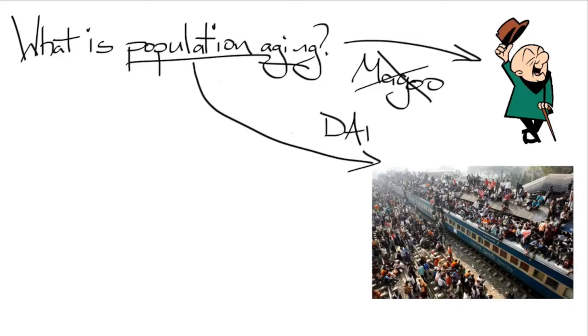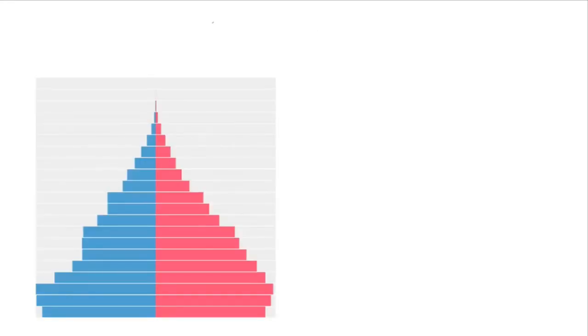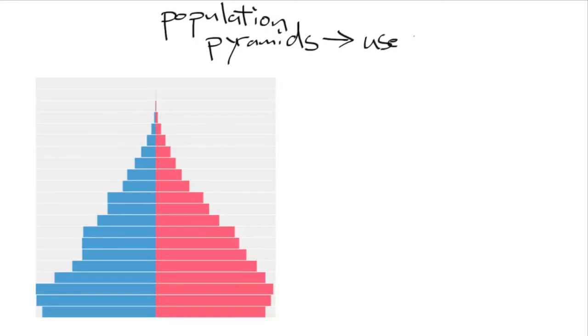And to tell that story, we really need to rely on data. Now, the data that I'm going to show you takes a particular form. This is a particular kind of graph called a population pyramid. And population pyramids are used by demographers and economists to describe the age structure of a population.